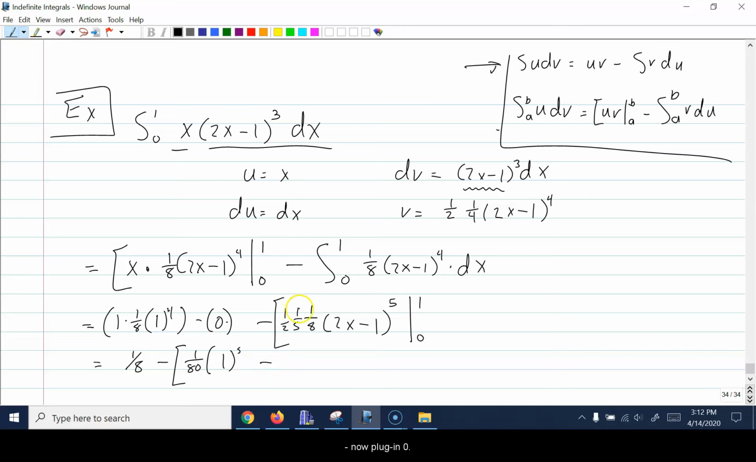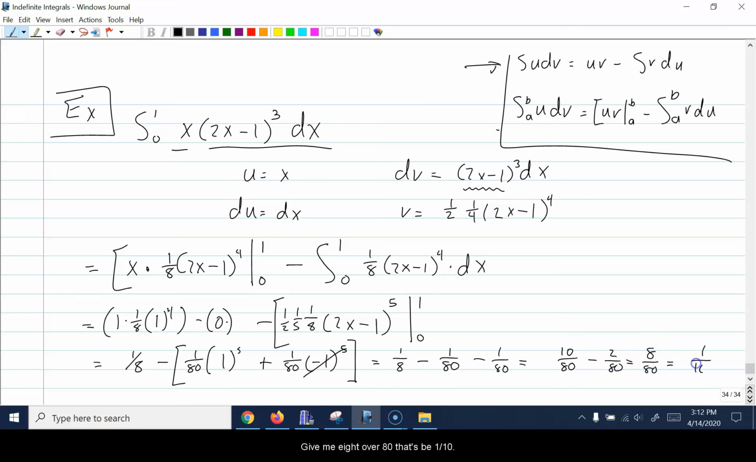Minus, now plug in 0. 1 over 80 times negative 1 to the 5th. So I got 1/8 minus 1 over 80. This is a negative 1, combines with that negative 1 to make this a plus. So I get another minus 1 over 80. Common denominator is 80. I got 10 over 80 minus 2 over 80 gives me 8 over 80. Comes out to be 1/10.